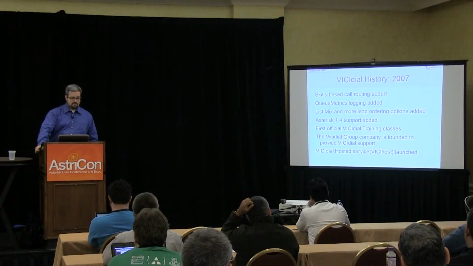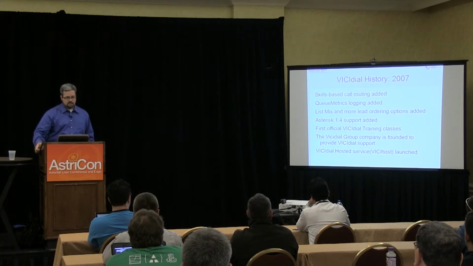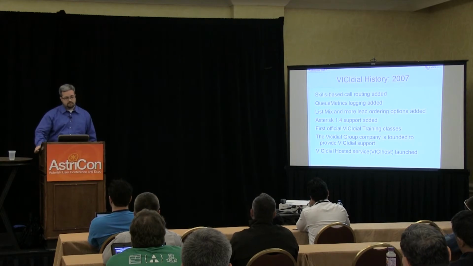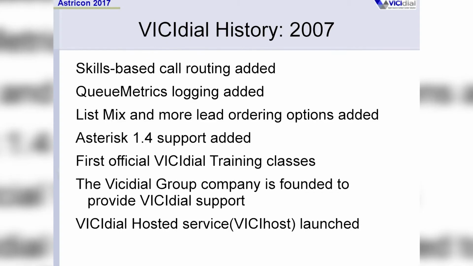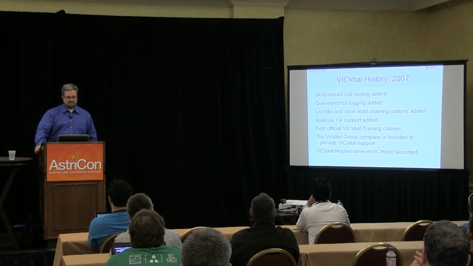In 2007, a lot happened. We added skills-based routing. We partnered with one of our clients to put in Q metrics logging. You'll see them down in the expo hall. It's kind of a separate set of logs that coexists with VICIdial. It also helped us to fix a lot of issues with our logging because now we had an audit log set of logging that was done in a completely different way. We added list mix, which I'm still not sure was a good idea or not. It's complicated. It gets some of our clients into trouble, which is why we put warnings on there.